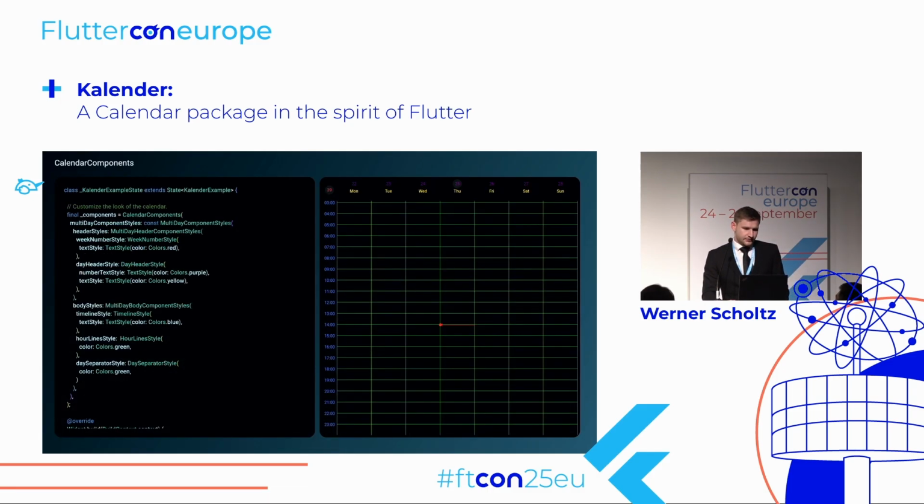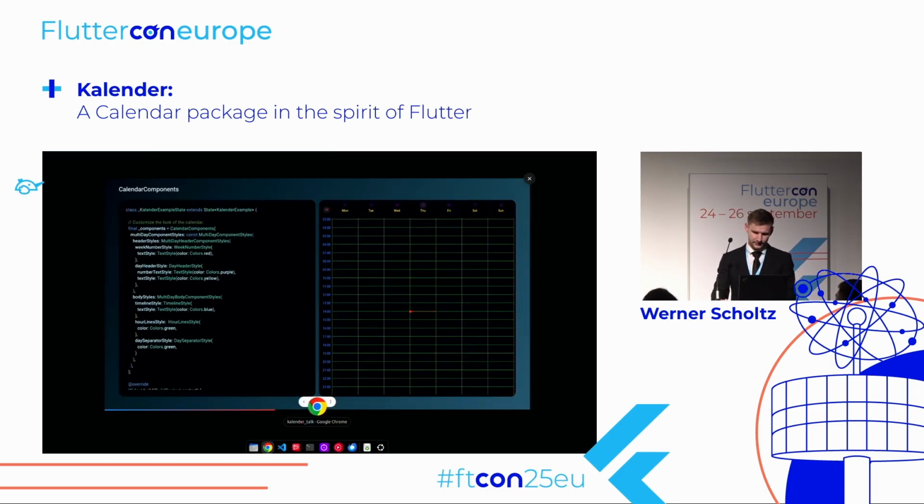Cool, then there's the calendar components. This is basically changing the style of the default components that come with the package. In this case, I changed the color for a bunch of different things. These are just a way to style these components, but you're not limited to just this. You can provide custom builders for each of the components if you want to.